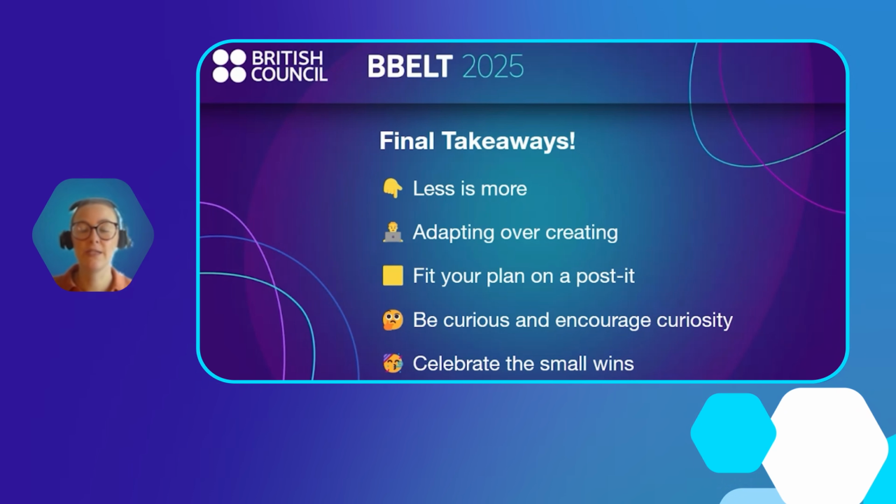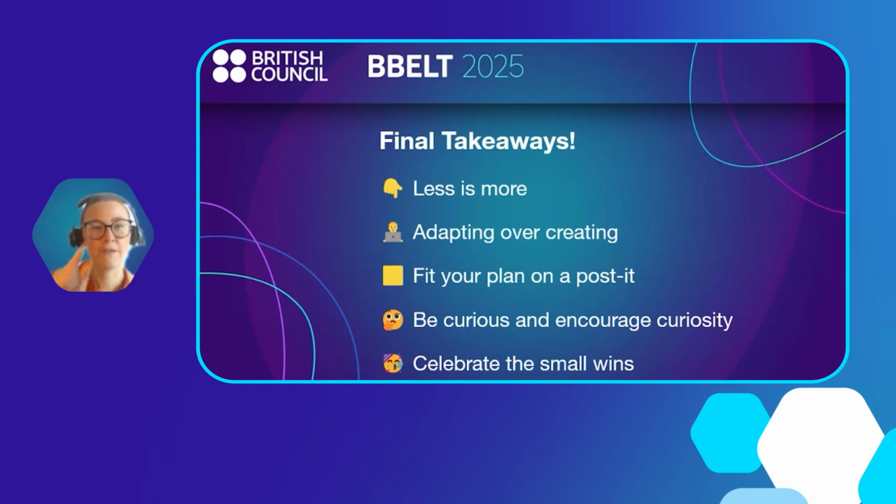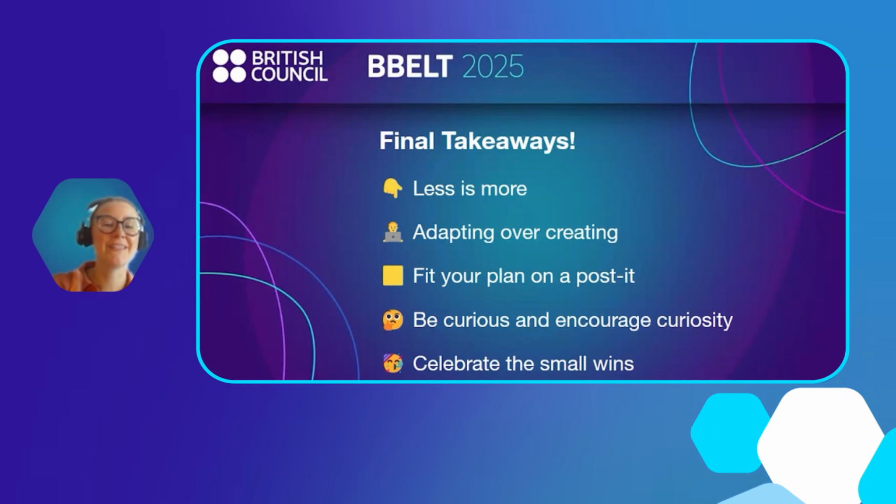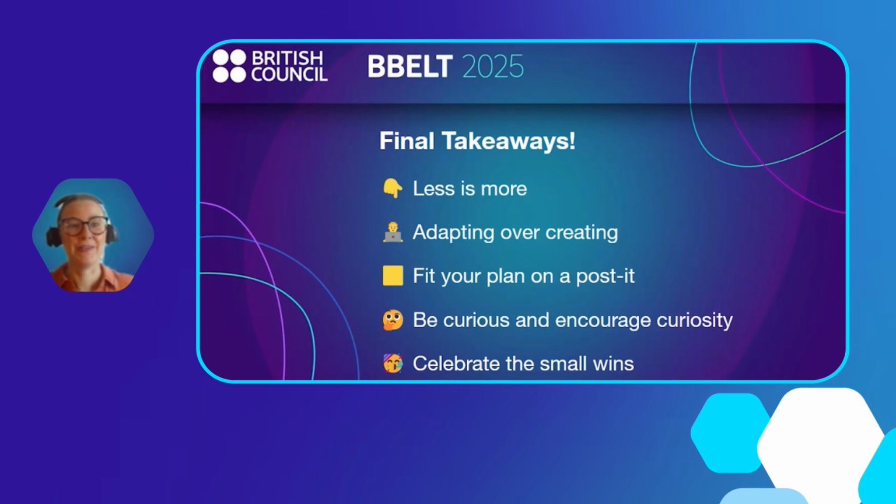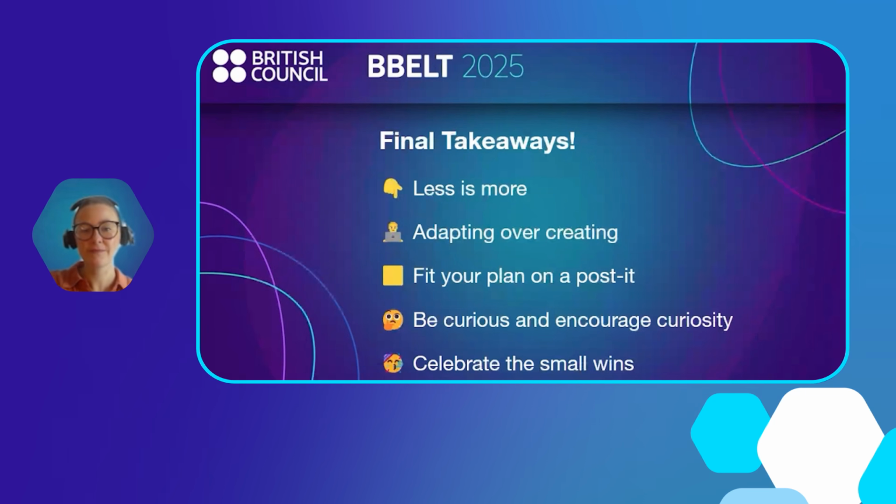Second point, adapting over creating. Why spend an hour creating a worksheet that's probably no better than the activity in the book or another worksheet that you could find easily online, or maybe artificial intelligence could create nowadays? Why not think about how you would adapt it for your students in your context, rather than spending hours creating new activities that probably already exist somewhere else? Finally, see if you can fit your plan on a post-it note. This will help you to spend less time in your planning.